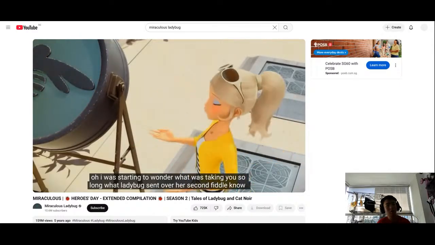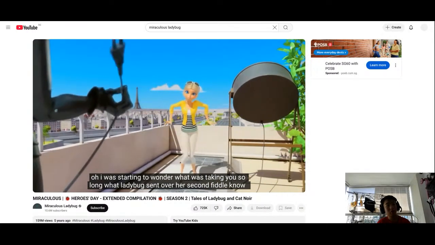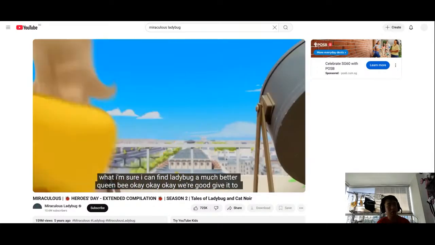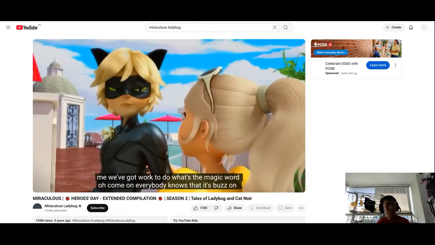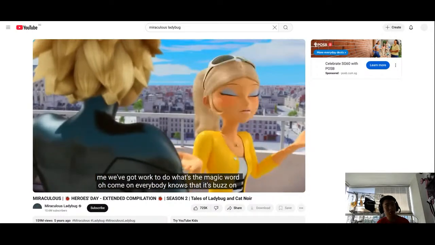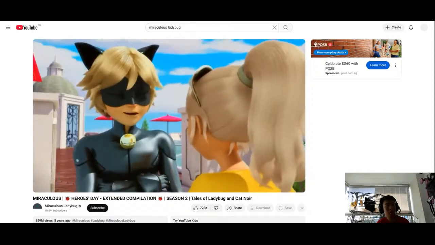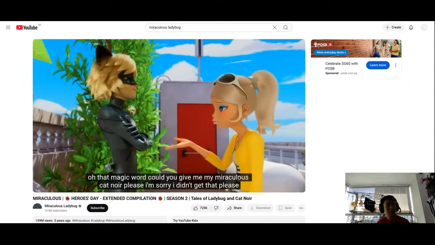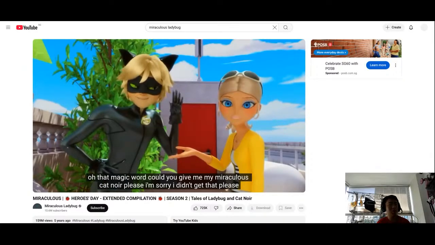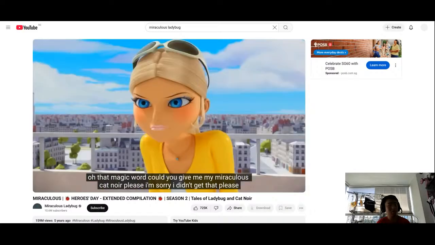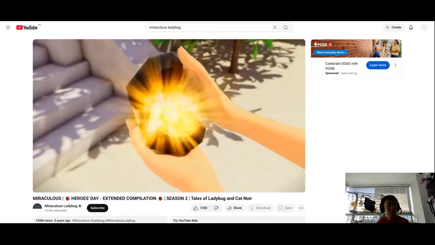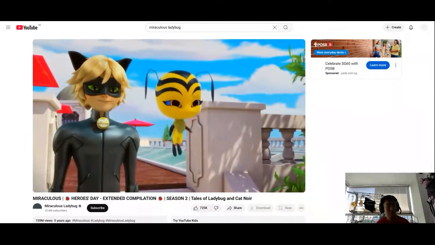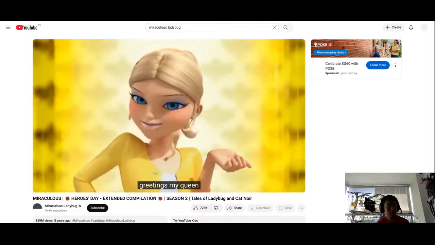I was starting to wonder what was taking you so long. What? Ladybug sent over her second fiddle? Know what? I'm sure I can find Ladybug a much better Queen Bee. Okay, we're good. Give it to me. We've got work to do. What's the magic word? Oh, come on. Everybody knows that it's buzz on. Oh, that magic word. Could you give me my miraculous, Cat Noir? Please. Sorry, I didn't get that. Please!